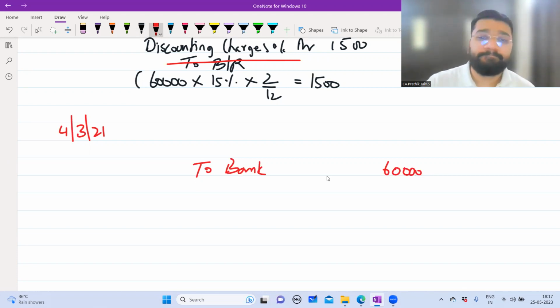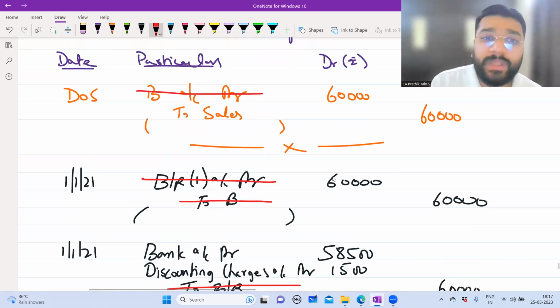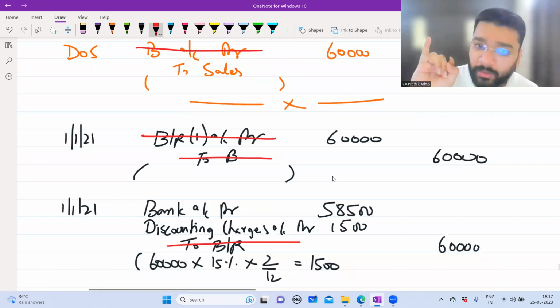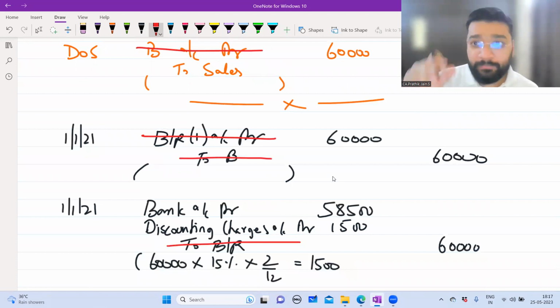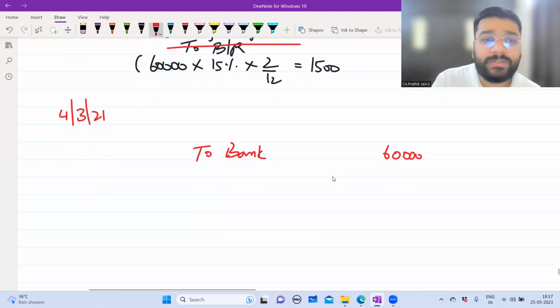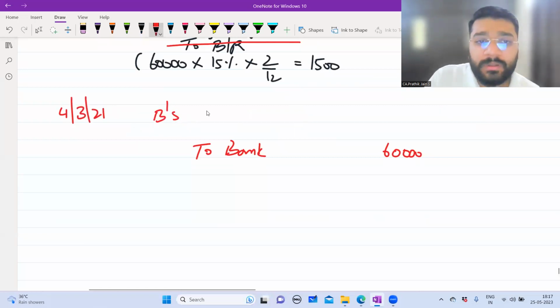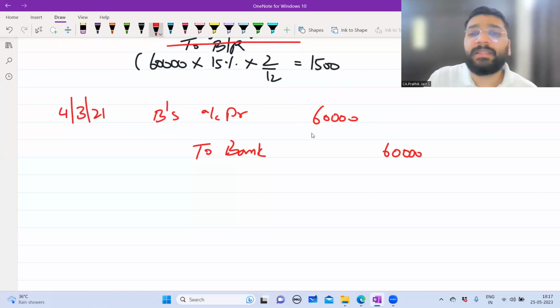B. Now the 60,000 rupees you have paid, that is the money you received from the bank. Which means the money which was supposed to originally come from the customer has not come. Without receiving the money, you have closed B's account and the bills receivable account. So now we have to recreate B. B's account debit, to bank 60,000 rupees.